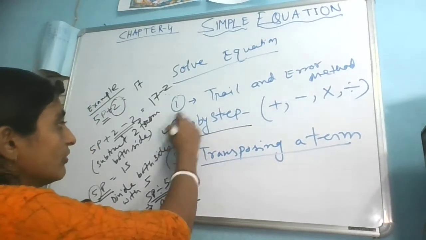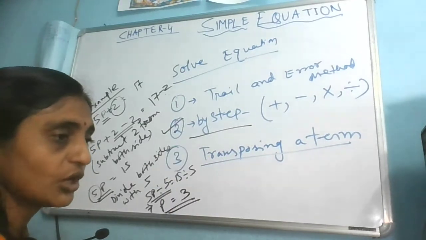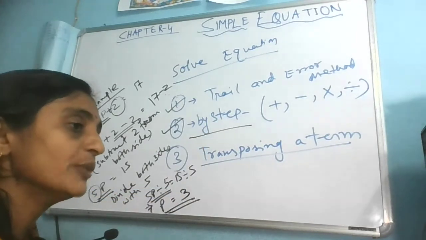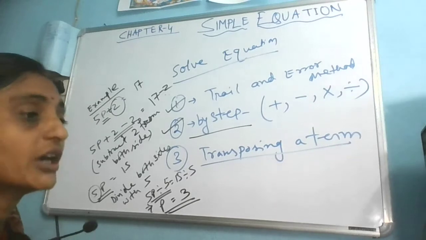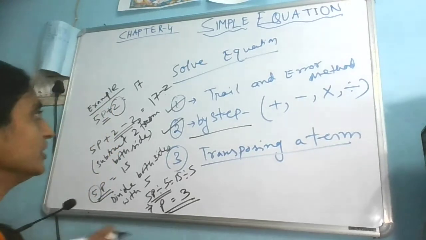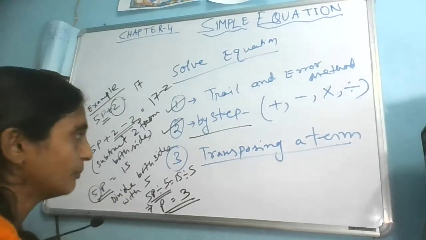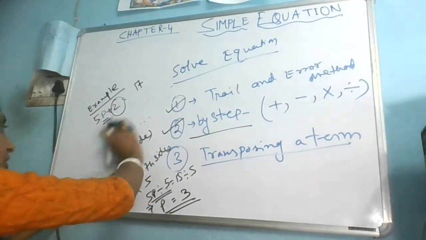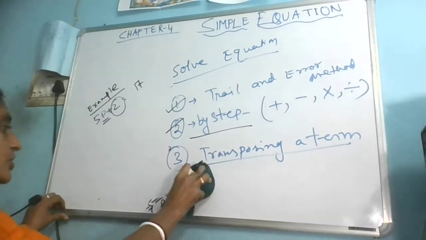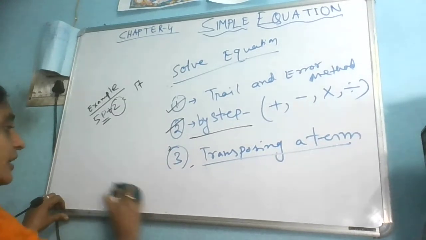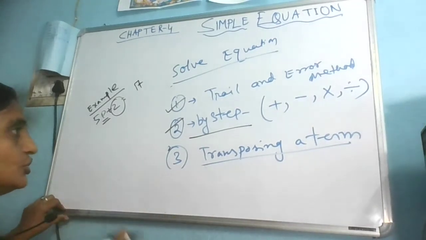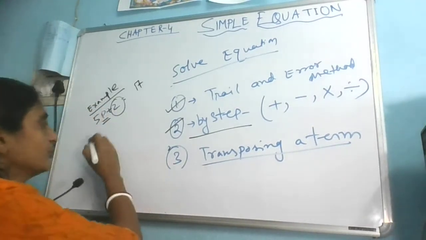So already we have learned the second way also, how can we solve one equation. So two methods already we have come to know. Now let's come to the third one, what is called transposing the term. So what we can do in this case, I will go with the same example. My question is 5p plus 2 equal to 17. How can I do this one by transposing a term? How can I solve this equation? So for that, let's see what I can do.